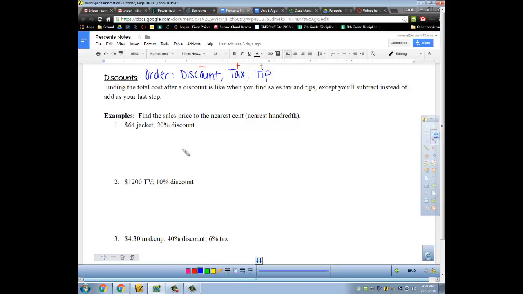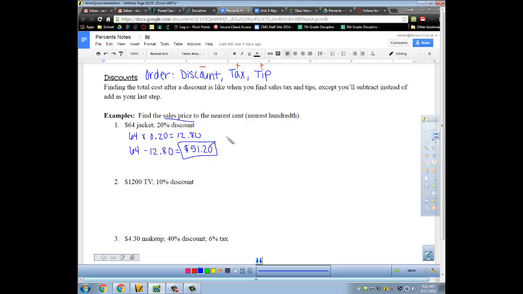Okay, so we're doing the same thing that we did with sales tax and tips, where we turn our percent to a decimal and multiply. So 64 times 0.20. That's going to give us 12.8, which is 12.80. So 12.80 is how much you are saving. So to find the sales price or the new price, you're going to subtract. So 64 minus 12.80 is 51.20. So that's your new price.